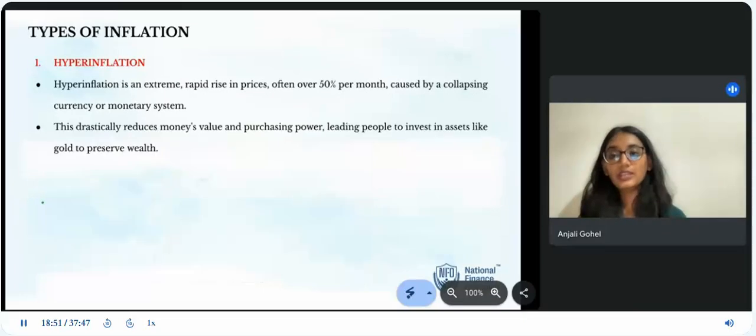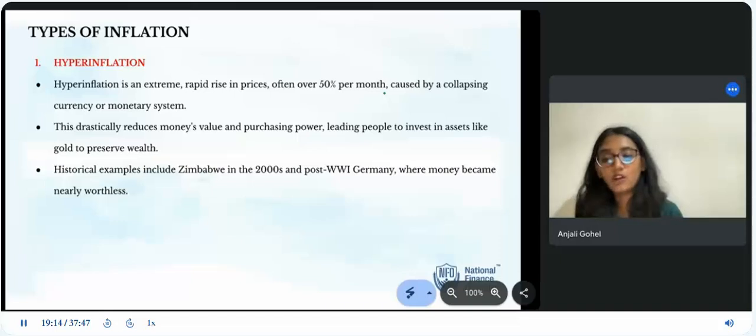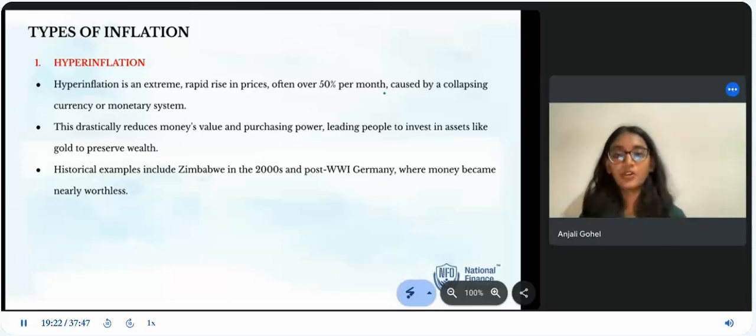Now let's understand the different types of inflation we have. The first type of inflation is hyperinflation, in which the prices will rapidly grow. Okay, almost around 50% per month. It will just keep on increasing. If a product is costing me 100 rupees today, in hyperinflation, what will happen? The price of that will increase from 100 to 150 very soon. Okay, a direct 50% can be increased. All right, so that is called hyperinflation, and this can collapse an entire monetary system also.